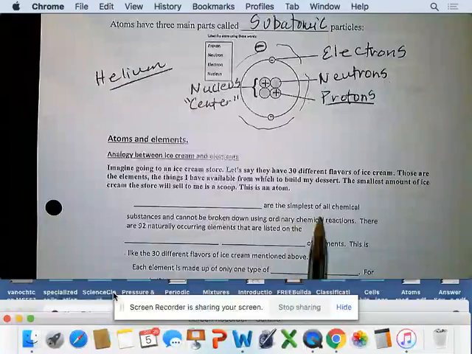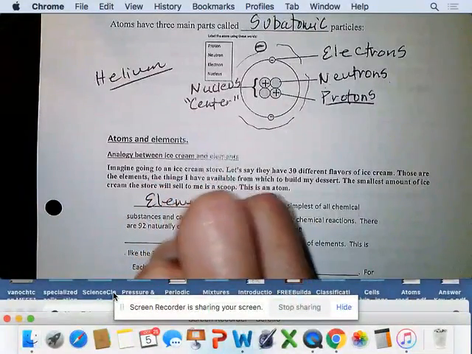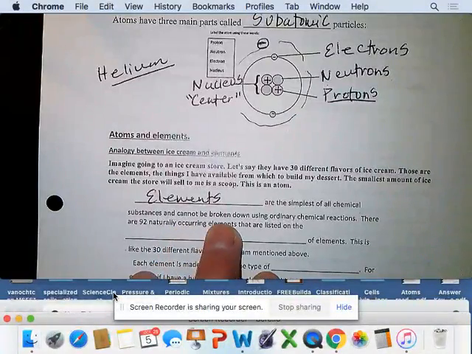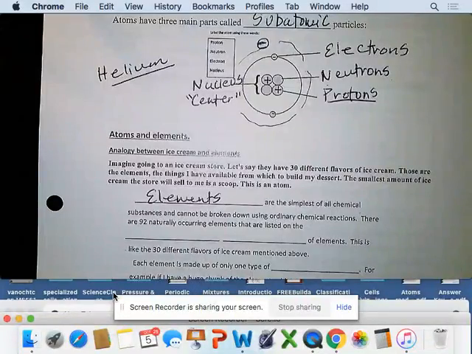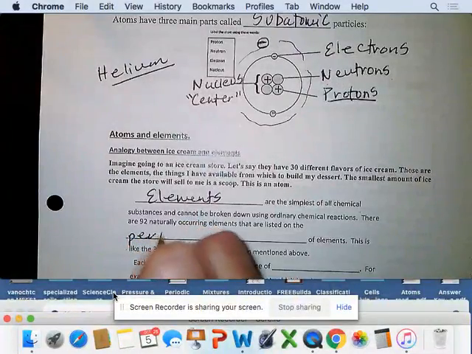So blank are the simplest of all chemical substances. The elements are the simplest of all chemical substances and cannot be broken down using ordinary chemical means. So if we do an explosion, some type of chemical reaction, atoms themselves are going to stay intact. The protons and neutrons aren't going to go flying out of the nucleus. There are 92 naturally occurring elements that are listed on the periodic table.